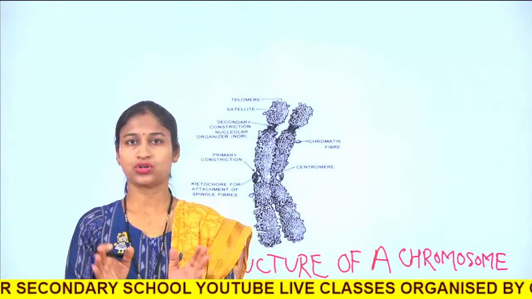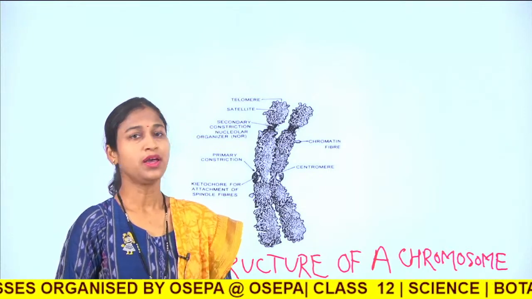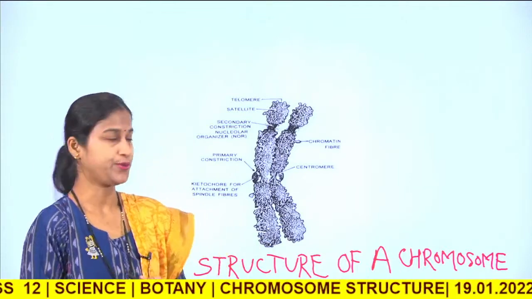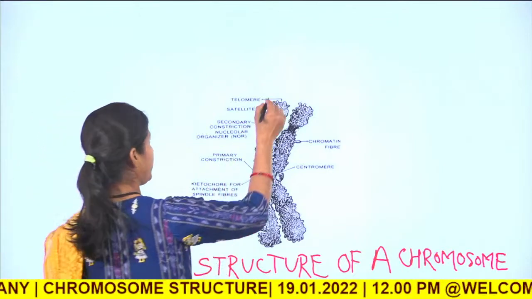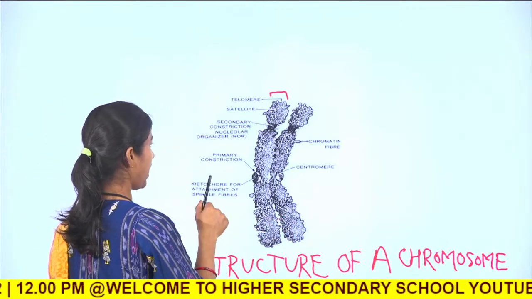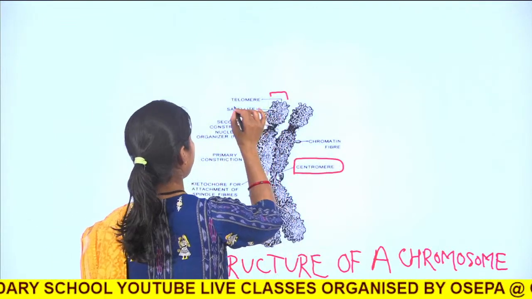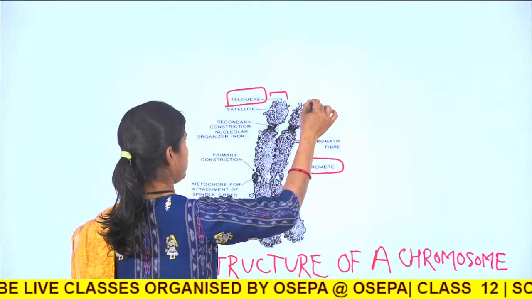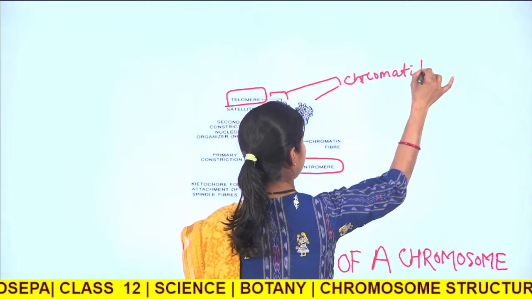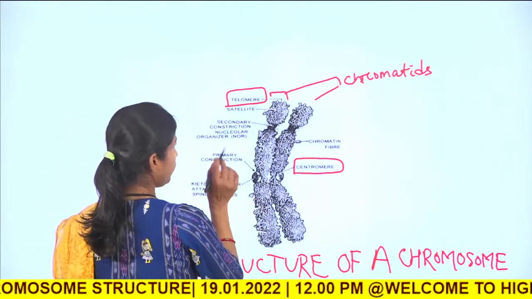This is the simple structure of a chromosome, but sometimes in some special kinds of chromosome we may have some different or some extra structures. What are these? Let us look. Telomere we know. Centromere we have previously seen, this is the typical structure. Telomere is also there. These are the two chromatids. Now what are the extra structures? You will have a look.